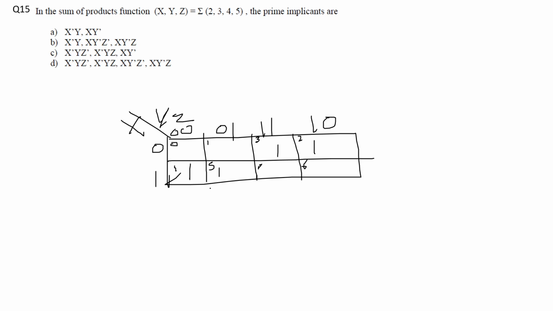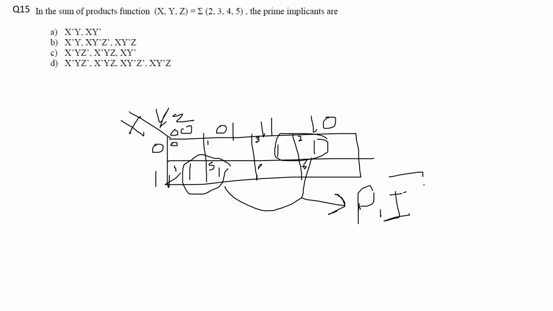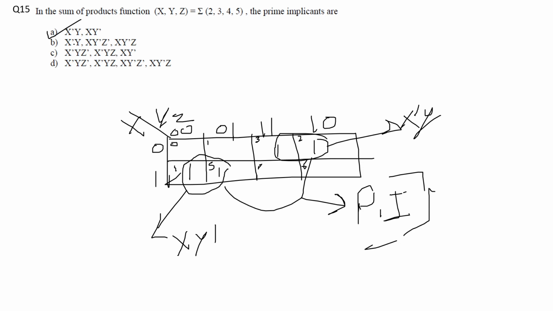So to cover this 4 and 5, we have to make this pair, and to cover this 2 and 3, we have to make this pair. So these two are the prime implicants, and the prime implicant, this is x y bar, and this is x bar y, x bar y, x y bar. That is option A.